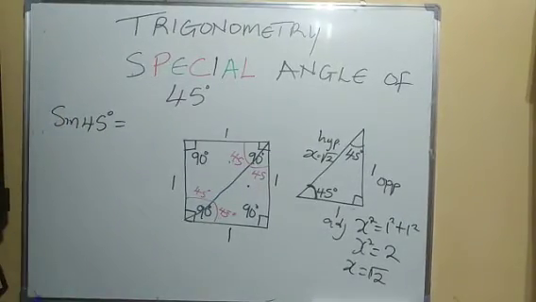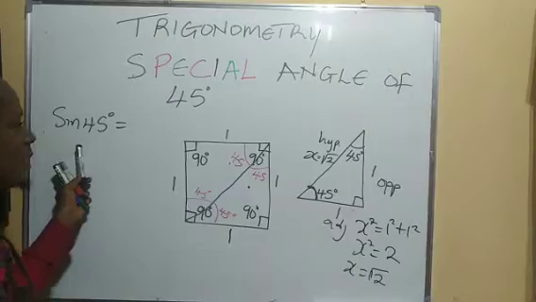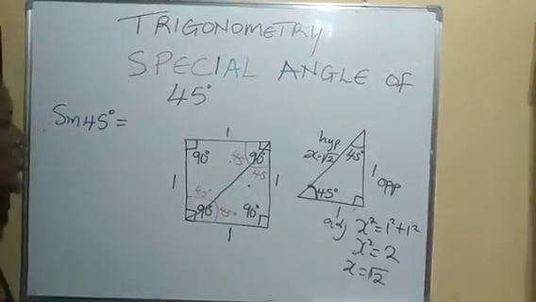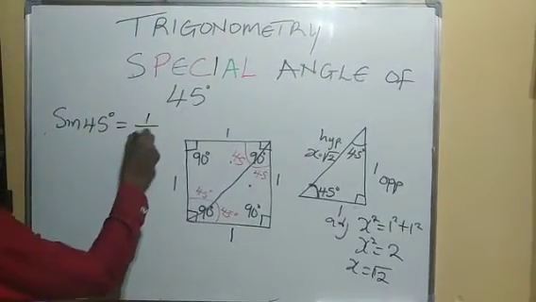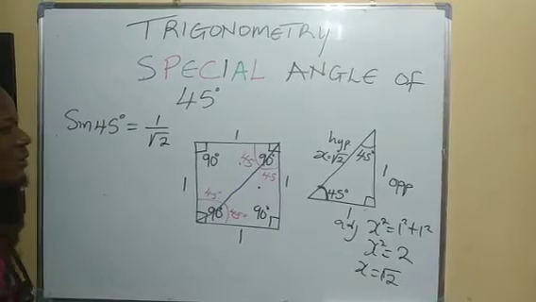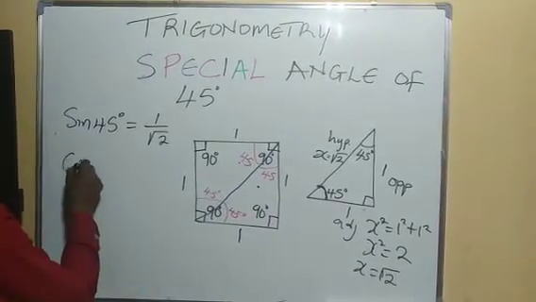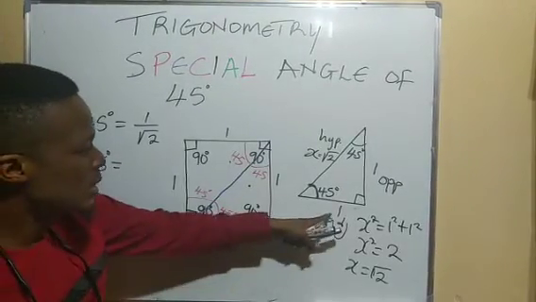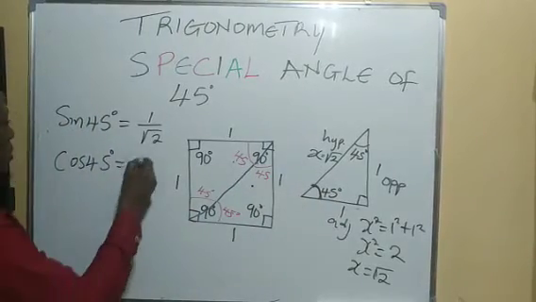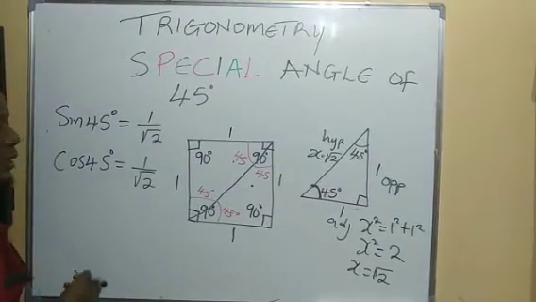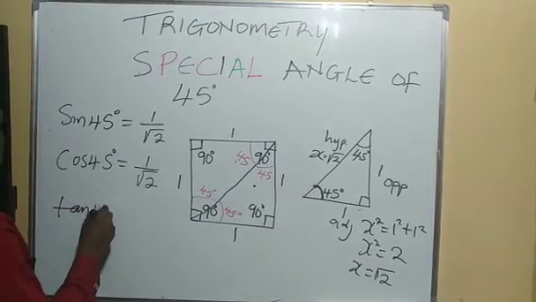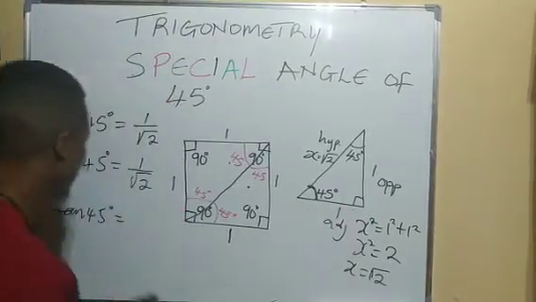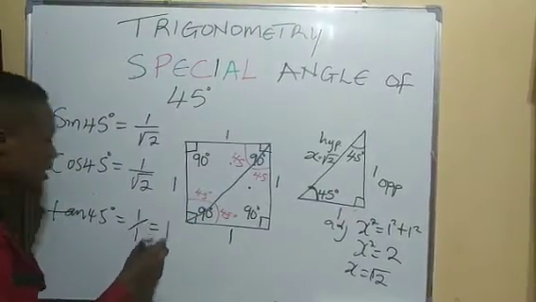Now let's go back again to sine 45 degrees. Sine 45 degrees is opposite over hypotenuse, and opposite is 1. Hypotenuse is root 2. So it will give us 1 over root 2 as the value of sine 45 degrees. Okay, we still have cos 45 degrees. From SOH CAH TOA, it is adjacent over hypotenuse, and our adjacent is 1, hypotenuse is root 2. It is still 1 over root 2. Then tan 45 degrees is opposite over adjacent. My opposite is 1, my adjacent is 1. So it's going to be 1 over 1, and 1 over 1 gives us 1.